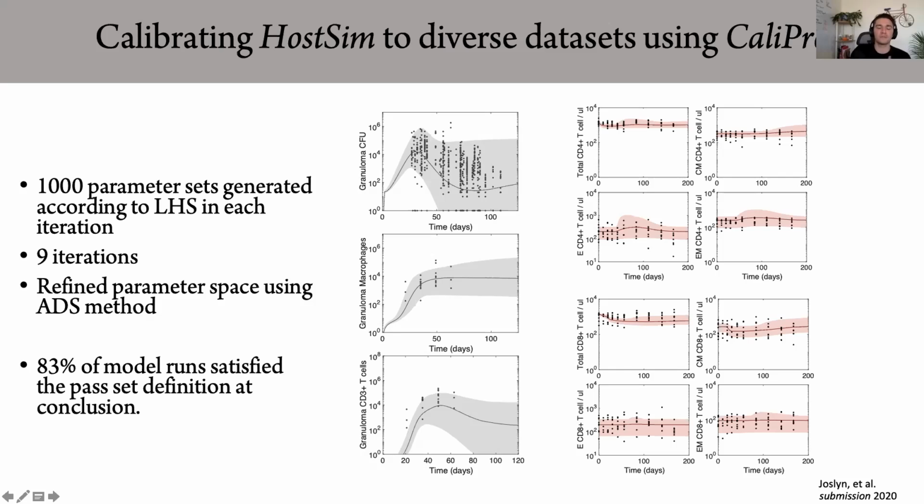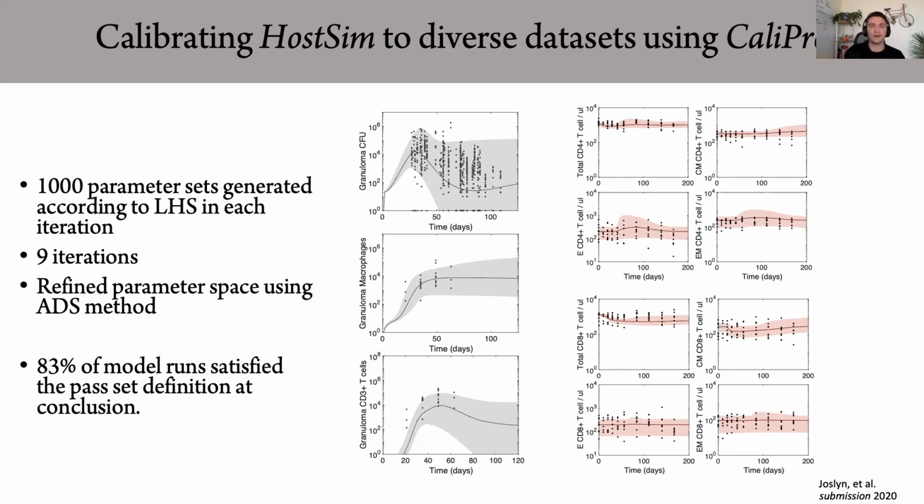So on the right here, I'm showing some of those experimental data sets that we have. We've got granuloma CFU, macrophages, and T cells, those different immune cells that surround bacteria within the lung. Experimental data is shown as the black dots across time. And then the gray min, median, and max lines are simulations from our calibrated parameter space. Additionally, I'm showing some of our blood T-cell data sets, and the min, median, and max is shown in red now of our simulations from our calibrated parameter space.